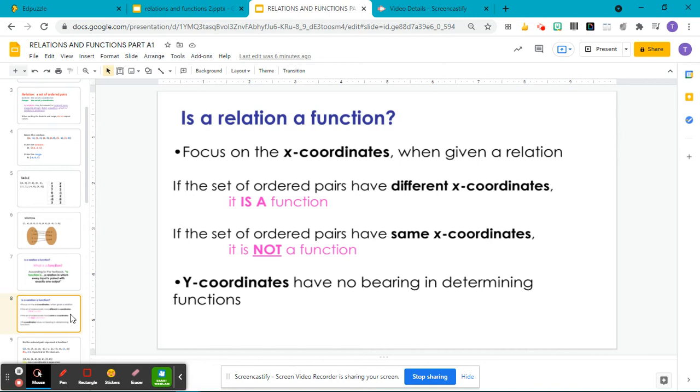Now, y, nobody cares about y. It has no bearing in determining if something is a function or not. We're only concerned with our x coordinates. If x repeats, it is not a function. If x does not repeat, yes, it is a function. So let's take a look at some examples.